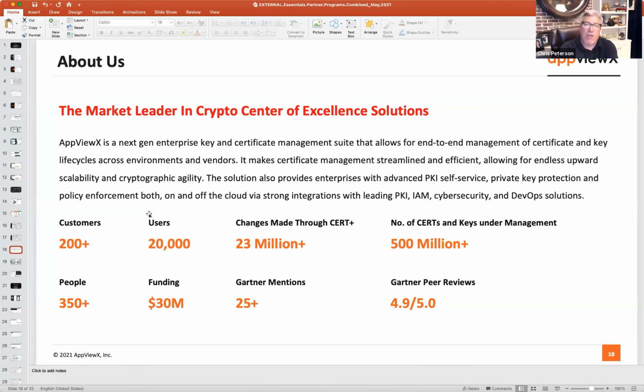We're 100% channel go-to-market. So we don't compete with our partners on product resale, nor do we compete with them on services. And I'm going to talk about services when we get into certifications and certain components of the program.